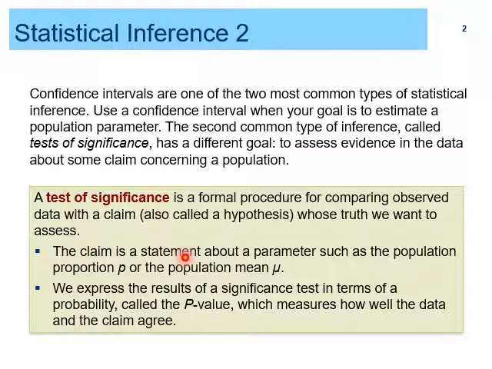The claim is a statement about a parameter such as the population proportion P or the population mean mu. We express the results of a significance test in terms of a probability called the p-value, which measures how well the data and the claim agree.